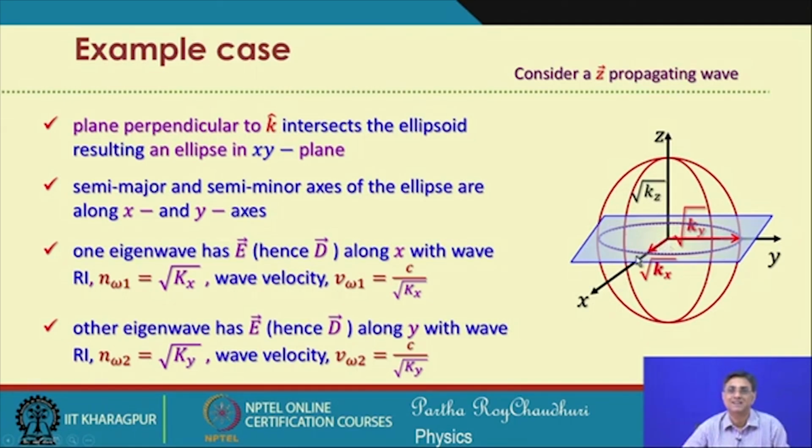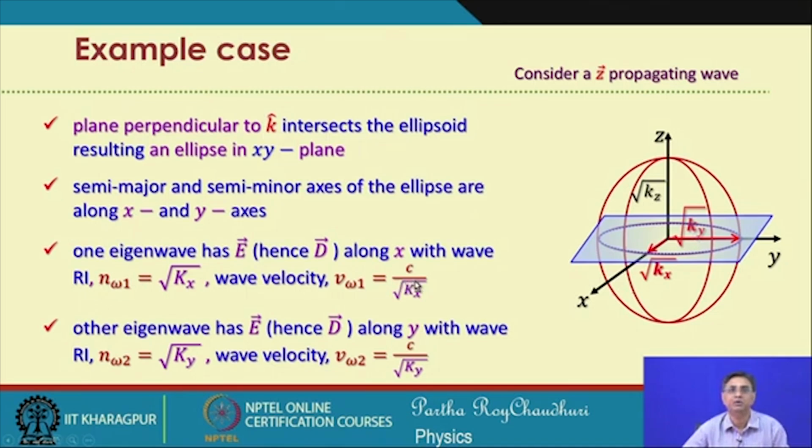So, the semi major axis and semi minor axis of the ellipse will represent the two refractive indices and also the direction of the polarization. That is, the semi major and semi minor axis of the ellipse are along the x and y axis. One eigen wave has E, hence D, along the x, because this is the principal axis system. So, the direction of the electric field and the direction of the displacement vector are in the same direction, and they are related by a constant, under root of k x.